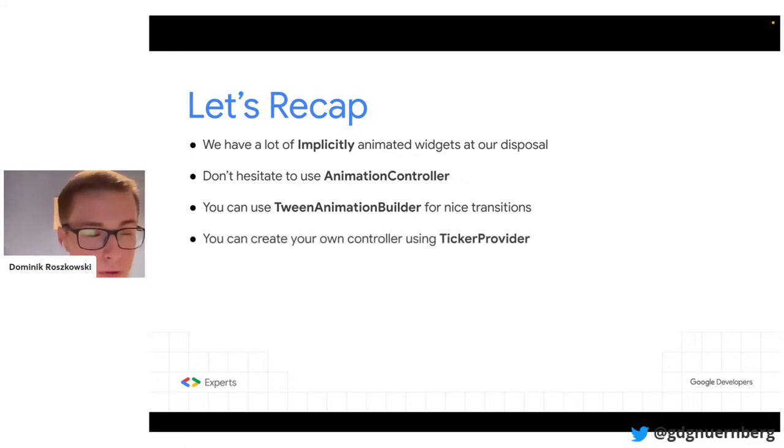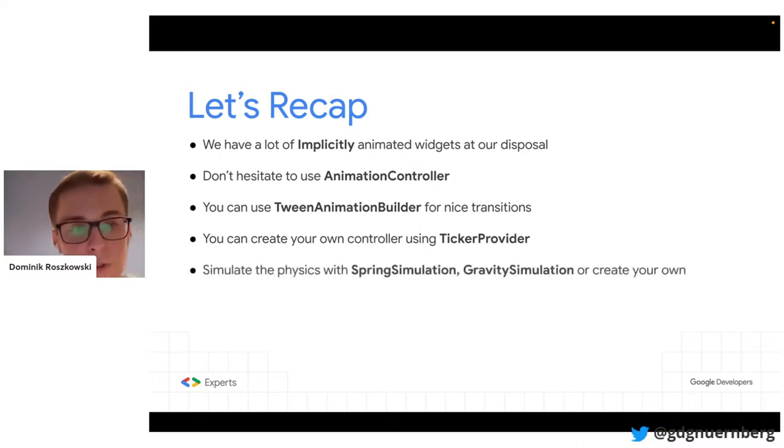If you want to go really low level, you can go with the ticker provider. For instance, in my case, I went with the change notifier to make sure that my widgets get rebuilt every time my ticker provider tells me that a new frame is rendering. And if you want, you can simulate some physics behavior with the built-in spring simulation, gravity simulation, or you can create your own by just implementing the interface.